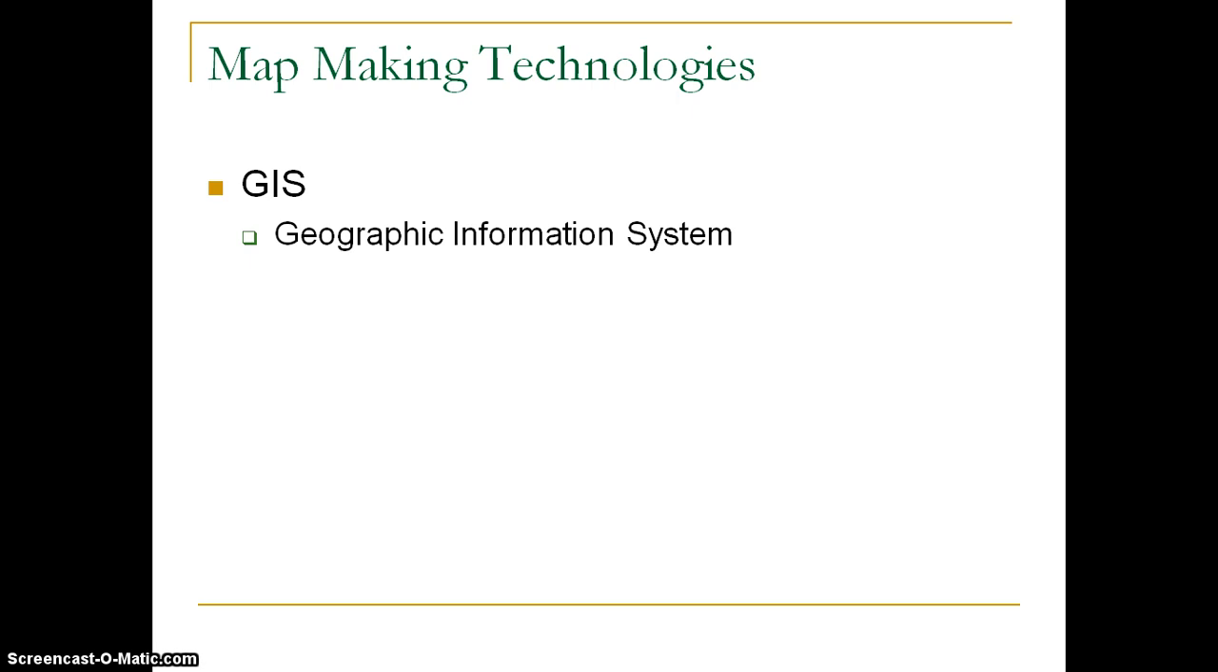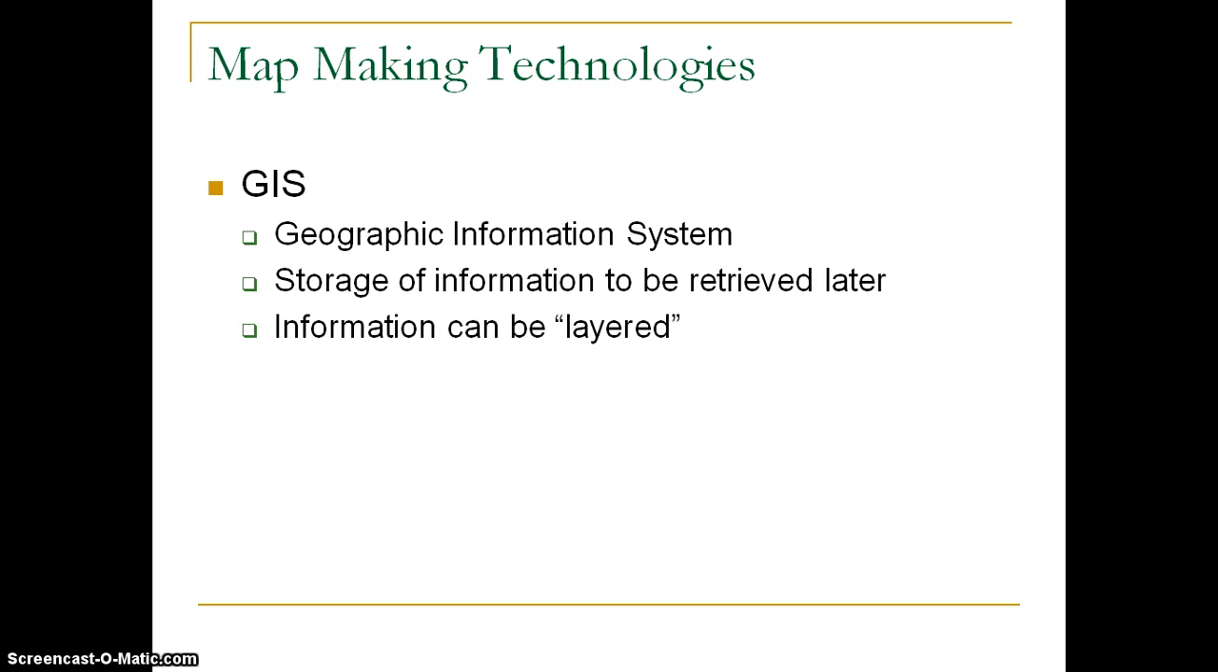One of the more prominent forms of data display and map-making technologies that have come about is what's called GIS, or Geographic Information System. As far as I can tell, this seems to be one of the most important tools that geographers will use as they begin to study space. Basically, with GIS, information is put into a program to be stored so that it can then be displayed on a map at a different date. And one of the more important elements of GIS is that information can actually be layered.